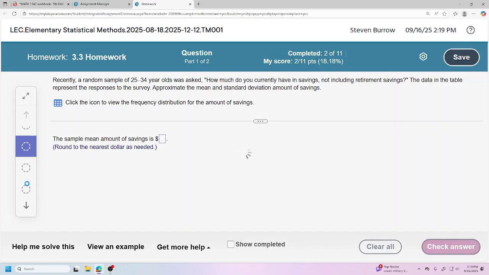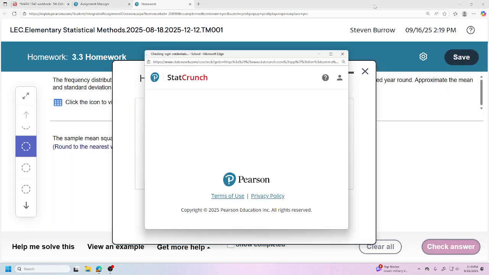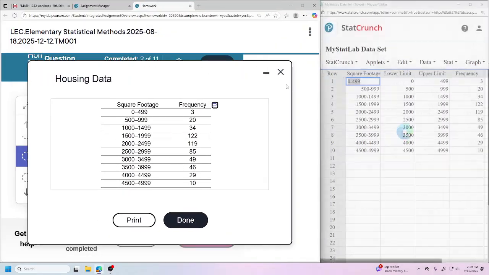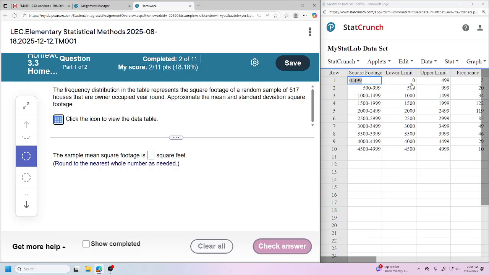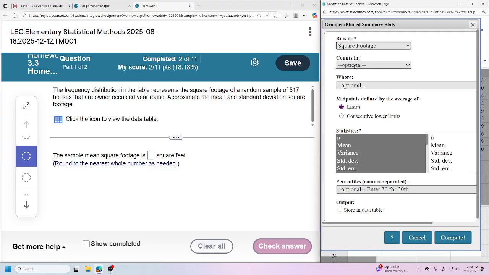I want to see a new problem. It says find the average. I might as well just do one, just in case, so I make sure I'm doing it right. Notice they have the lower and upper frequency stuff. You don't need any of that. I'm just going to go right into it. So, summary stats, group bin data, the first and the last.